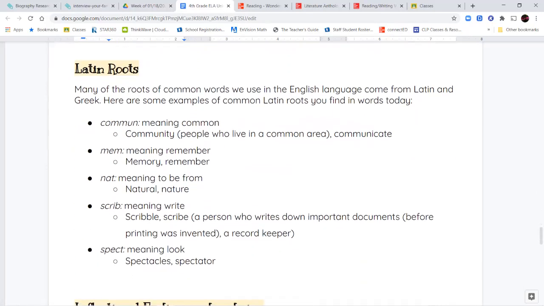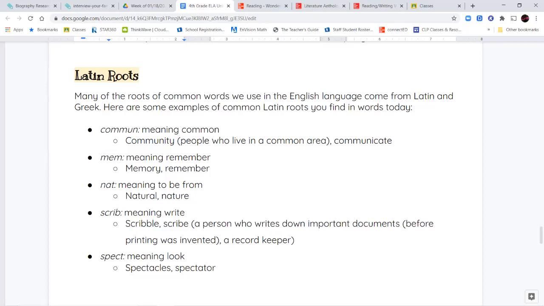And the last thing, or one of the last things we're going to talk about, are Latin roots. So we talked about Greek roots already. Many of the root words that we have in the English language come from Latin and Greek. We're going to focus on some of the Latin ones this week. So we have the Latin root word commune, which means common, or you find it in the word community, people who live in a common area. When you communicate, right, you're using a common language to speak to people.